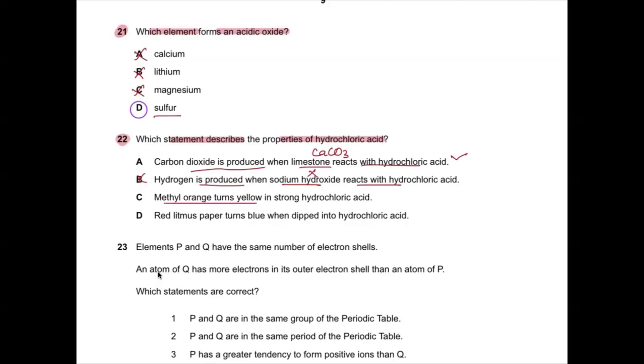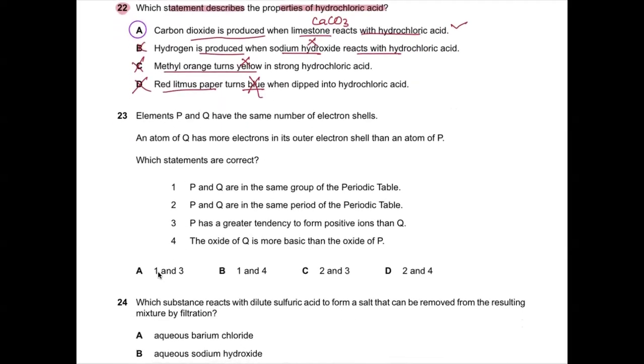Option C, methyl orange turns yellow. No, methyl orange turns red in hydrochloric acid. So C goes wrong. Red litmus paper turns blue. No, it stays red. So D is wrong as well. So we are left with only option A. So A is the correct answer.